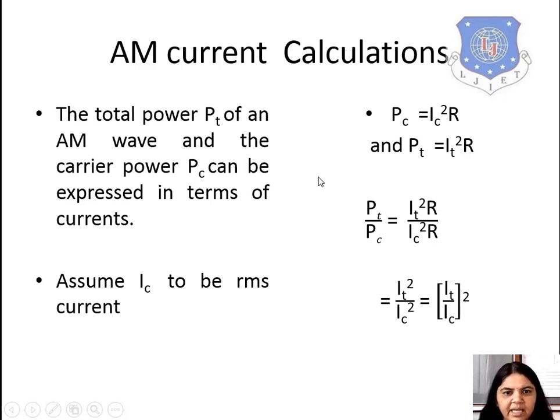In the AM power calculations, we were writing the equation in terms of the voltage. Over here it is in terms of the current. So PC is equal to IC square R and PT is equal to IT square R. So PT upon PC is equal to, what is PT? It is IT square R. What is PC? It is IC square into R. Now R and R cancel, so it is IT upon IC whole square.